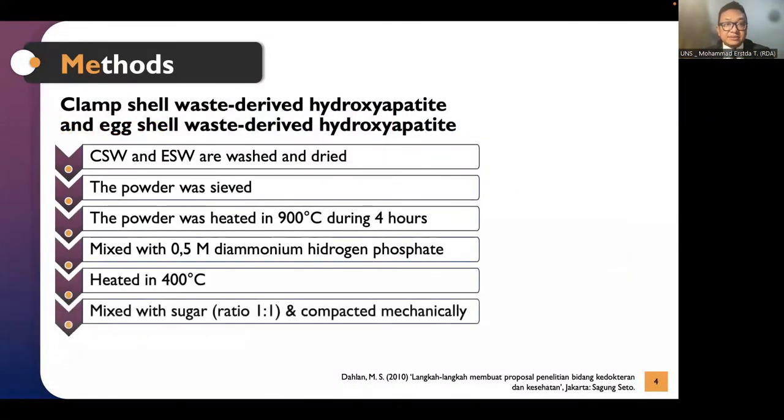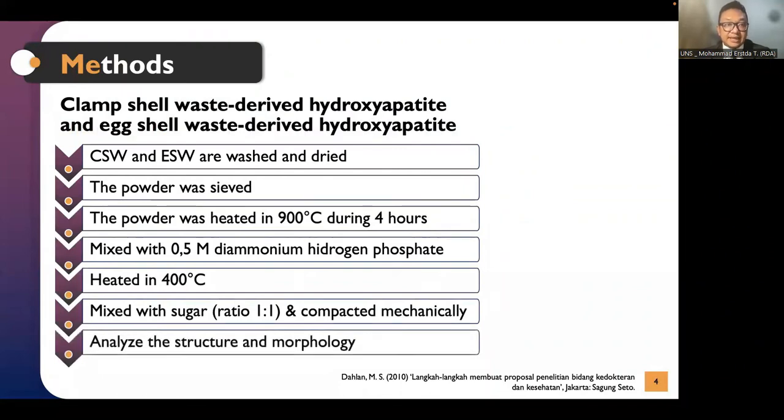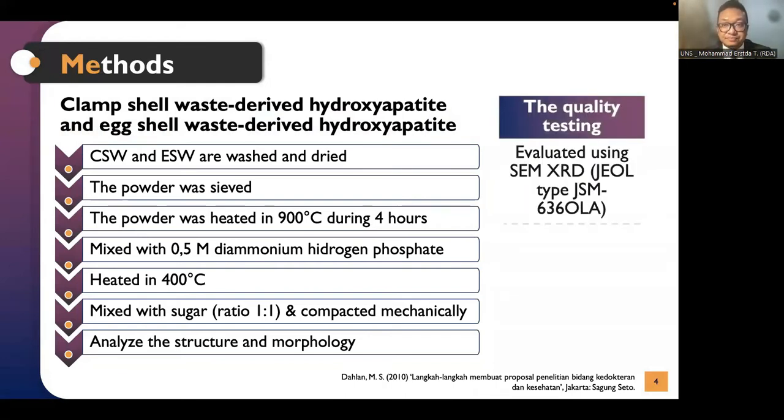For the method, the clam shell waste derived hydroxyapatite and the egg shell waste derived hydroxyapatite were washed and dried. The powder was sieved, heated at 900 degrees Celsius for 4 hours, mixed with 0.5 ml of diammonium hydrogen phosphate, heated at 400 degrees Celsius, mixed with sugar at a ratio of 1, and compacted mechanically. Then we analyzed the structure and morphology using the SEM electron microscope.